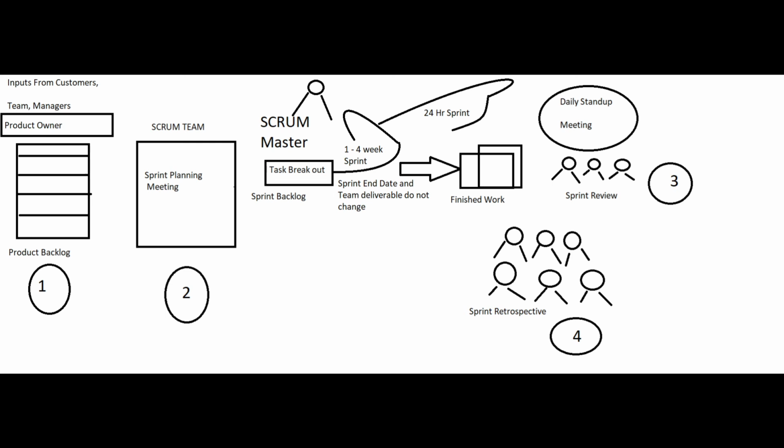After that we have one more term called the product backlog. What is this product backlog? For example, I have an Amazon application, so I have all the user stories related to that particular Amazon application. The product owner is going to provide all the user stories to the testers or to the development team as well.